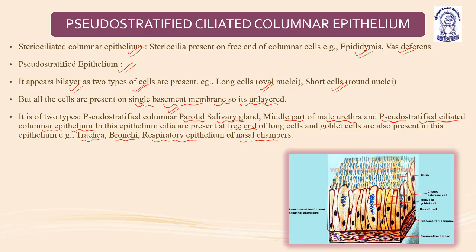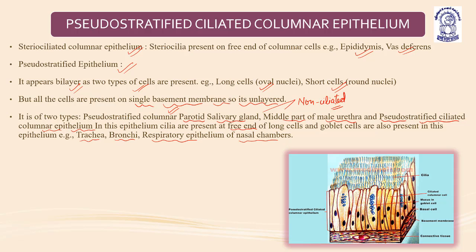The non-ciliated one is present in the parotid salivary gland. And the ciliated one is present in the trachea, bronchi, and respiratory epithelium, because they have goblet cells, and the goblet cells also produce mucus. That is why these cells secrete mucus to eliminate any dust particle or unwanted foreign material which is trying to enter the respiratory tract.